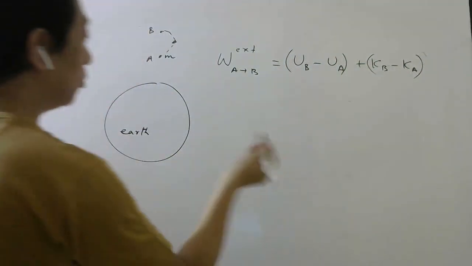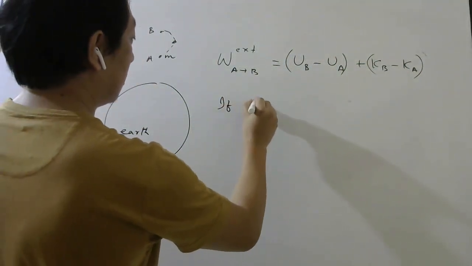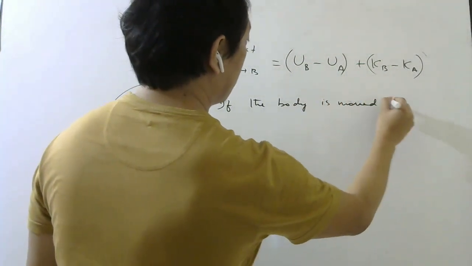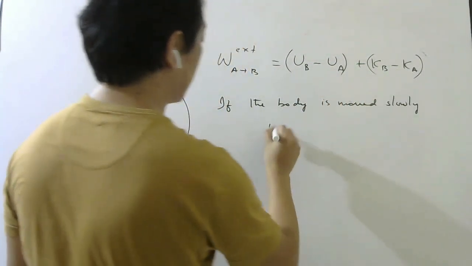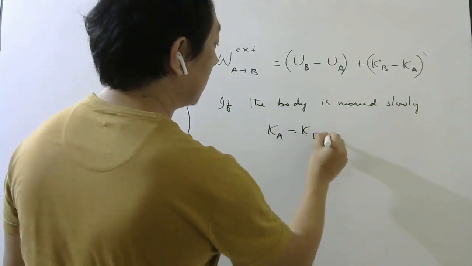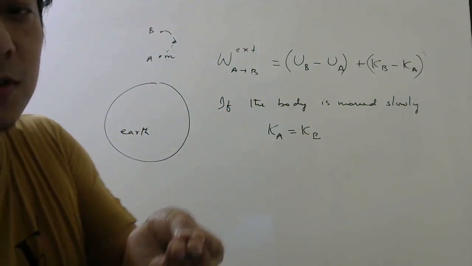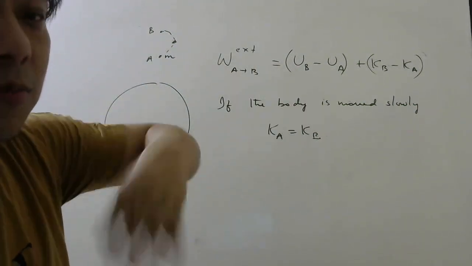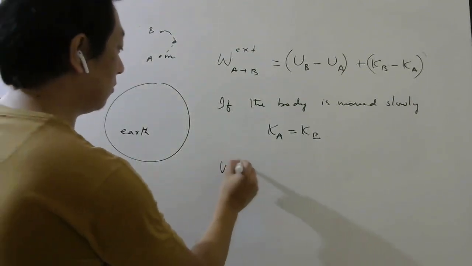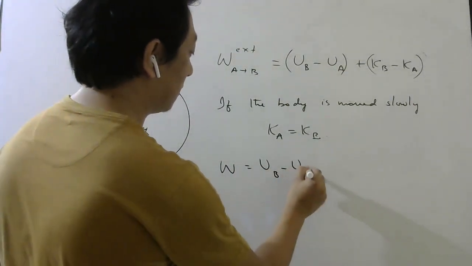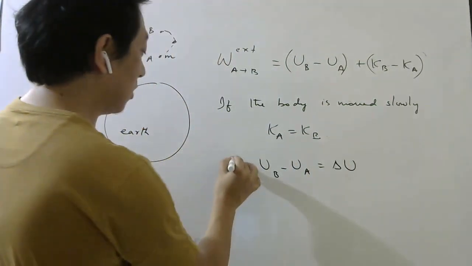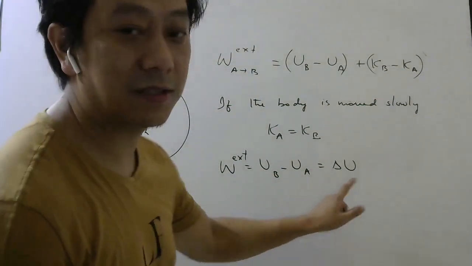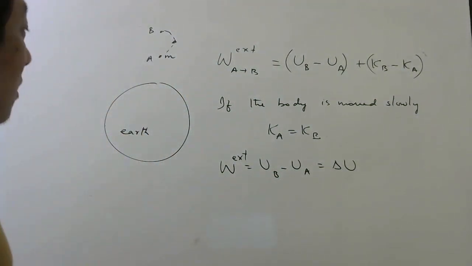Okay, now if you do it very slowly, if the body is moved slowly, then your kinetic energy can be taken to be the same in both cases because you are moving it slowly, no acceleration. So kinetic energy here and here you can take both 0 or both same only. So then the work done will be just UB minus UA, which is delta U. Again, this is work done by external force, so don't put minus U. Work done by conservative force is minus delta U, remember. So this concept you remember.